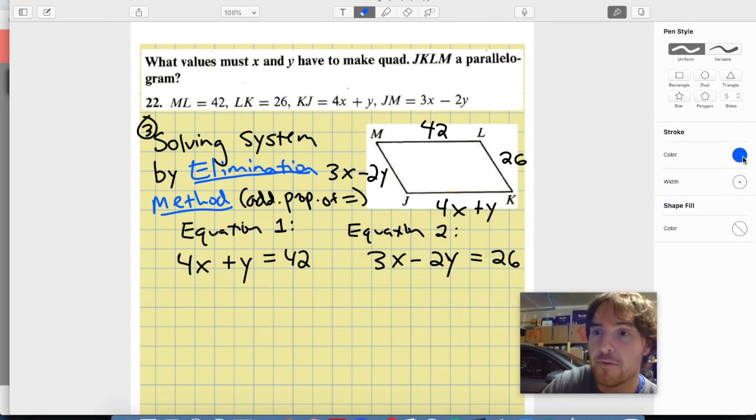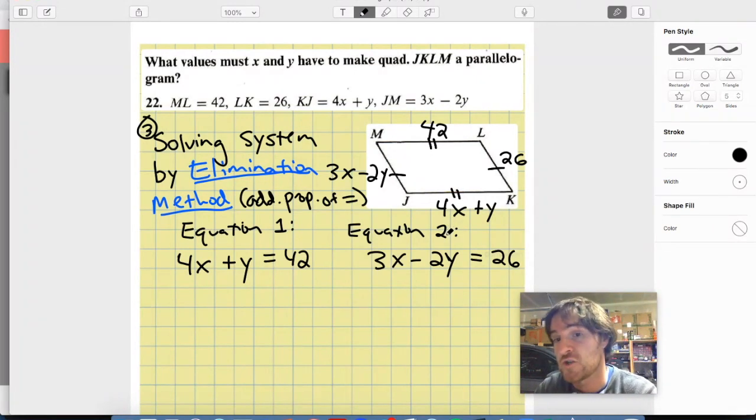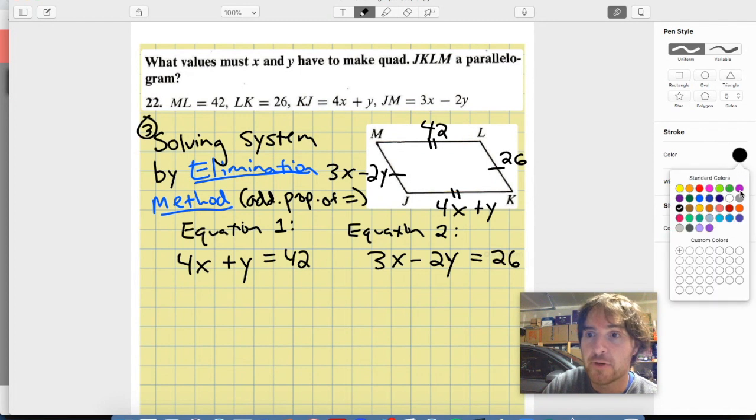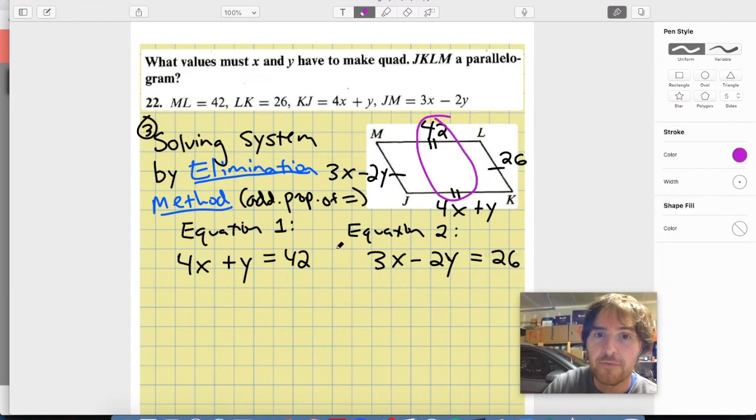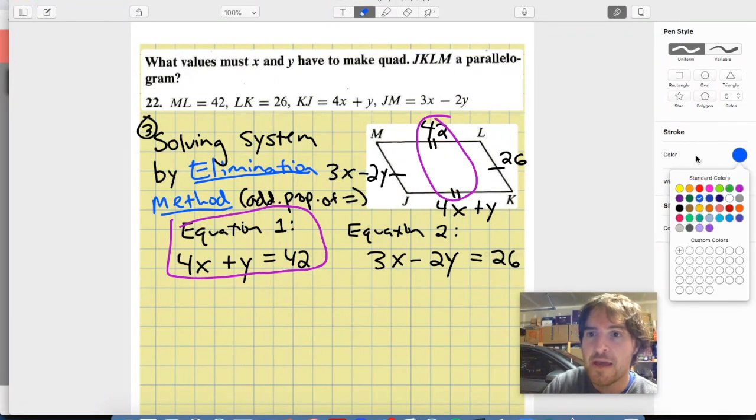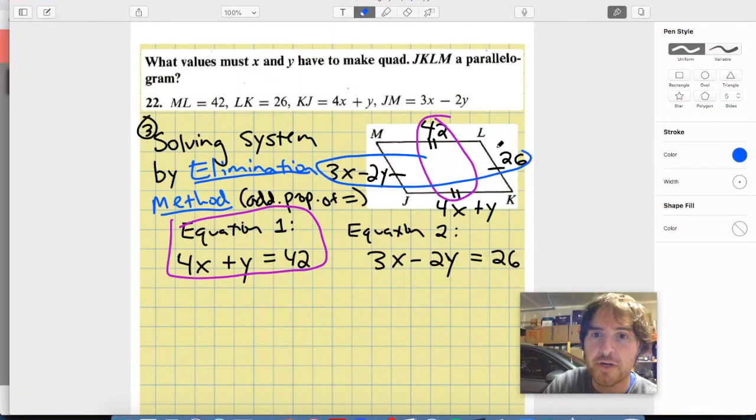Okay, so just a quick reminder of the problem, in case you're diving in here: we've got to get JM the same length as LK, and we also got to get ML the same length as JK in order to pave the way for the quadrilateral to be a parallelogram. That's how we get these two equations. Equation number 1 right here: 4x plus y has got to equal 42 in order for it to be possible to be a parallelogram. And then it's definitely a parallelogram if this is also true: 3x minus 2y equals 26.